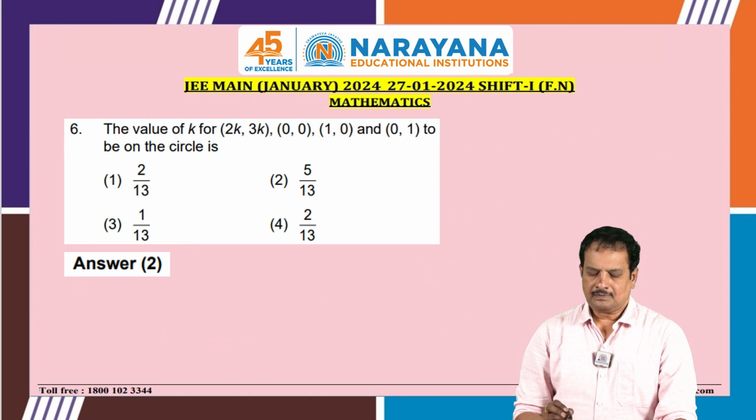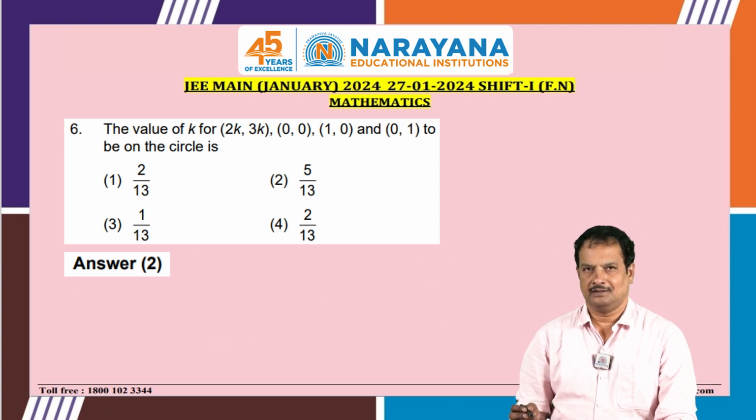So according to this one, the value of k is required when 4 points are given which are concyclic. Means lying on the circle, means what? They basically lie on the same circle. So what is the property of the concyclic points here? Simply, you find out the circle passing through any 3 points. Then substitute the fourth point in that one. So what are the 3 points here?